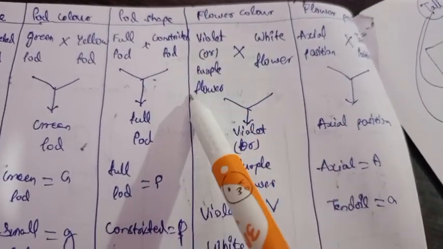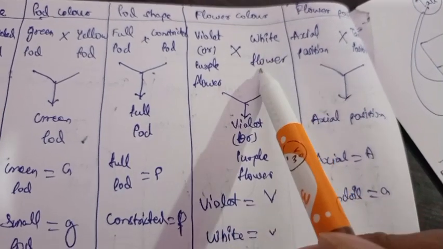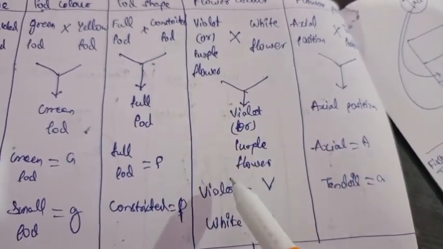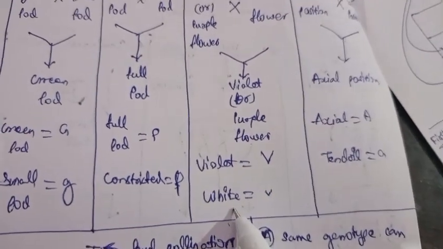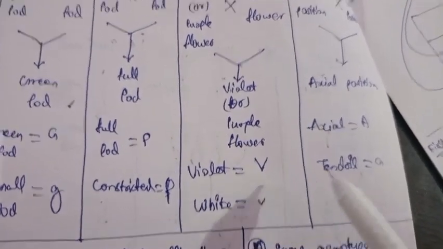Flower color: violet or purple flower crossbred with white flower. Violet, or purple flower, is dominant. Violet is represented by capital V. White is represented by small v.